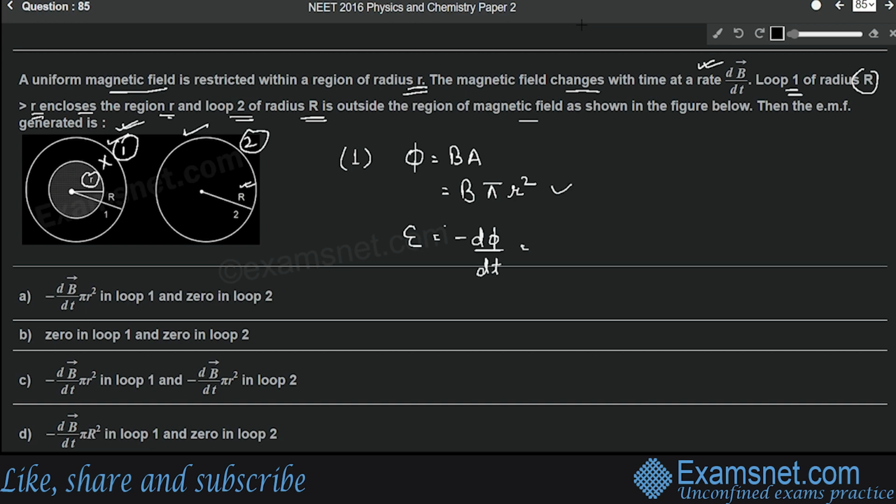That means differentiation of this phi. Okay, so minus pi r square is constant and dB by dt. This is the EMF generated in the first loop.